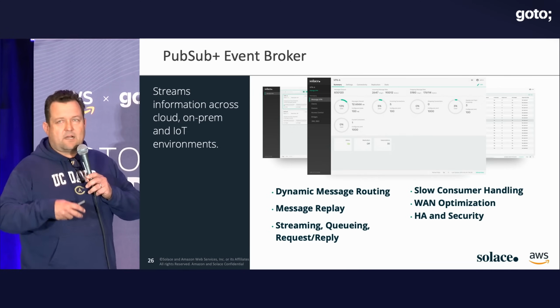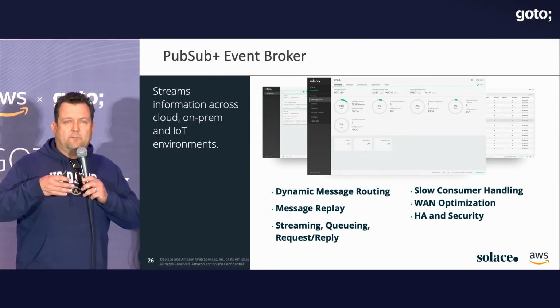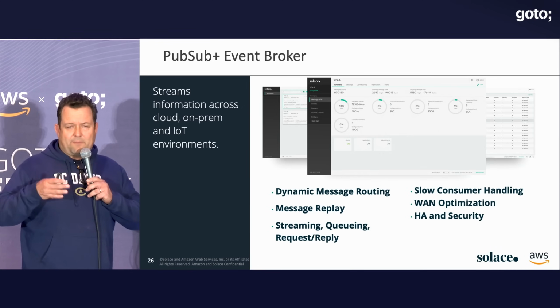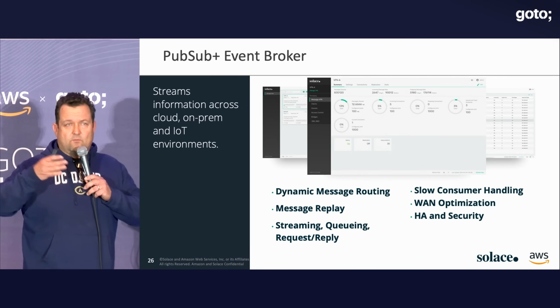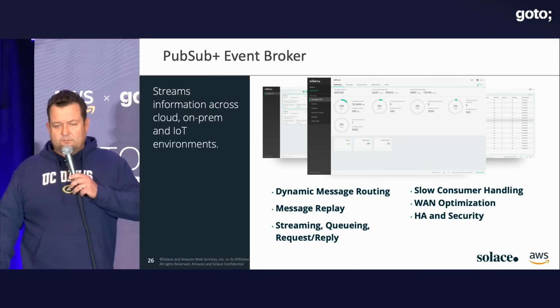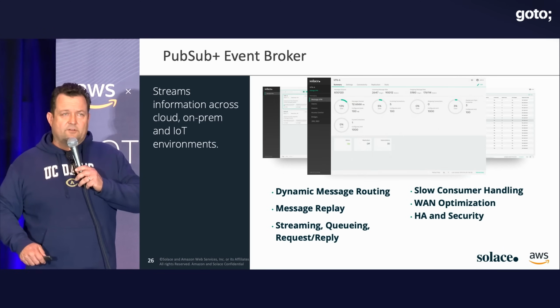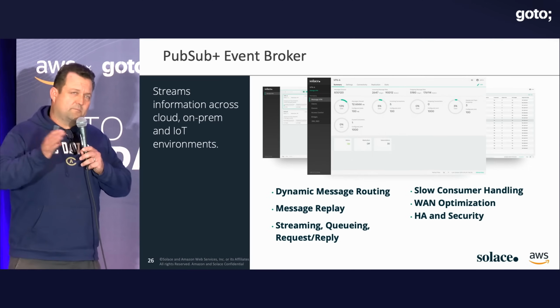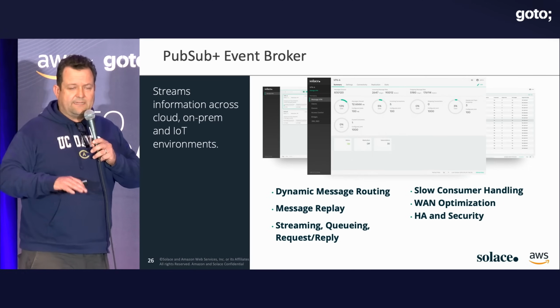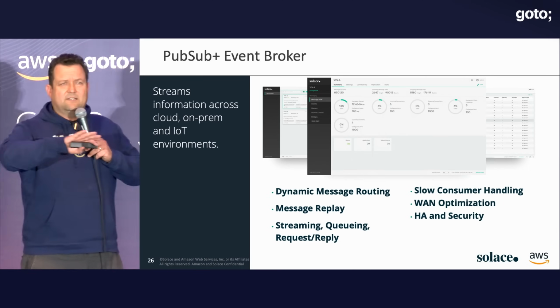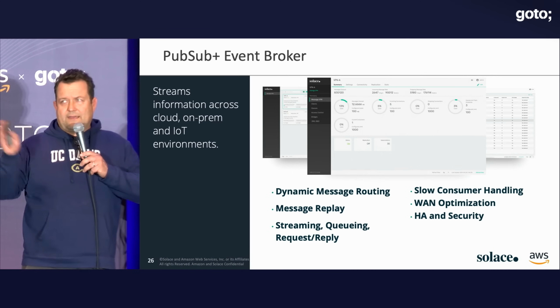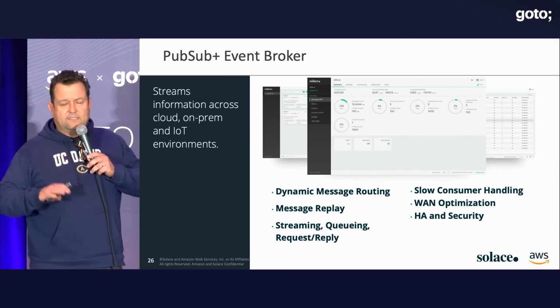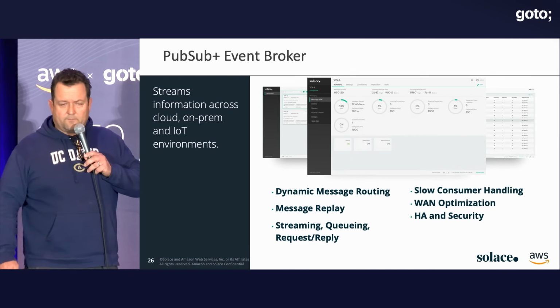WAN optimization: we talked about things like hybrid cloud. When you're moving across the cloud, the capacity to optimize that WAN channel becomes essential. And then things like high availability and security. We're in 85% of the global investment banks. We're in lots of government entities. The security is all there. If you have any questions on how the security works, how granular the security is, we can talk to all that at the booth as well. Just suffice it to say it's there, it's granular, and it performs.